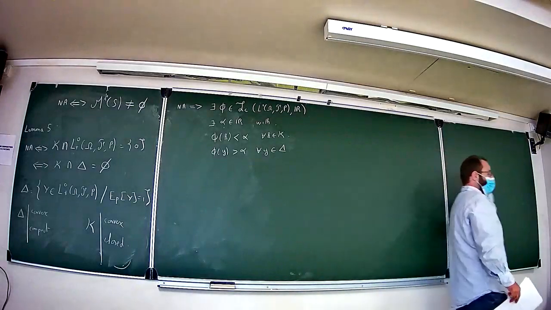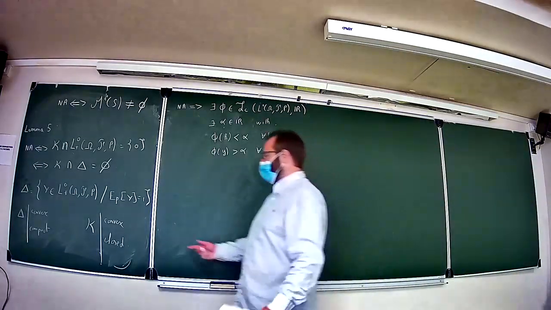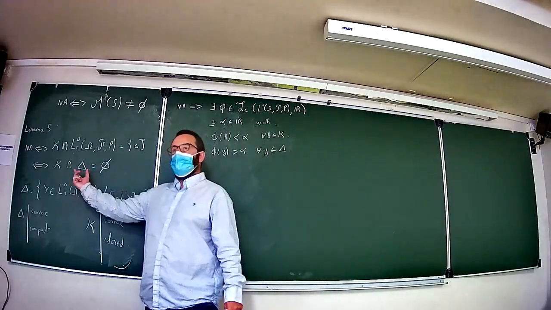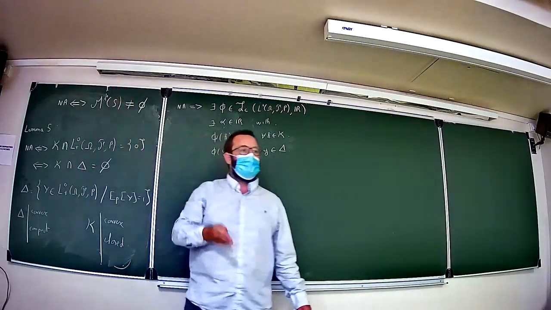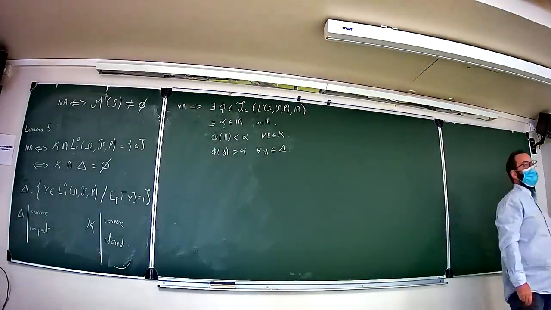The meaning of this is just the fact that I have two closed and convex sets, one of them being compact. I am able to separate them through an affine hyperplane. Okay?